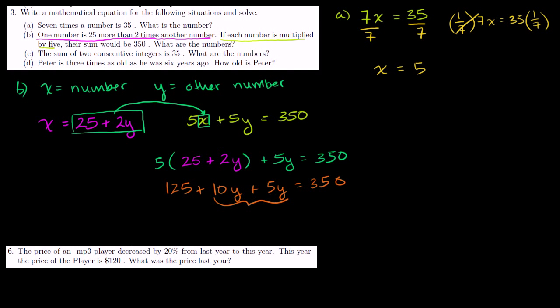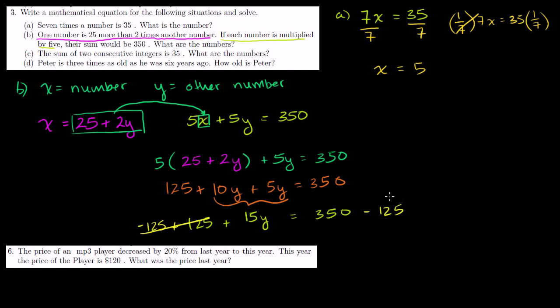10y plus 5y is 15y. That's 15y plus 125 is equal to 350. Now we can subtract 125 from both sides. So minus 125, minus 125. I'm doing that to get rid of the 125 from the left-hand side.